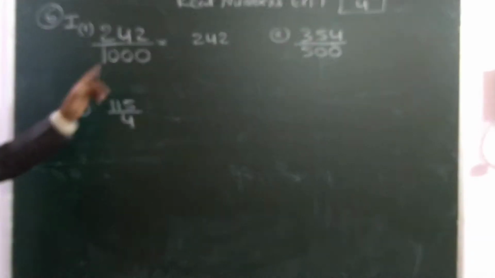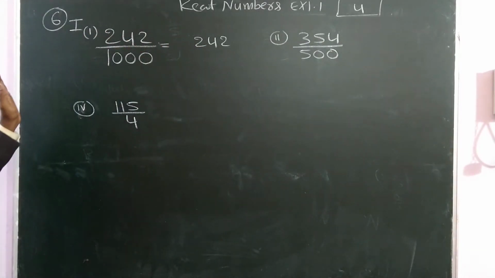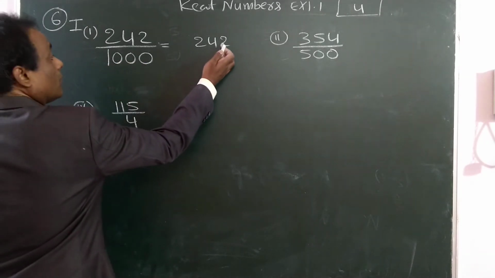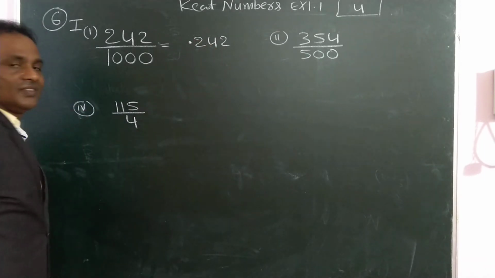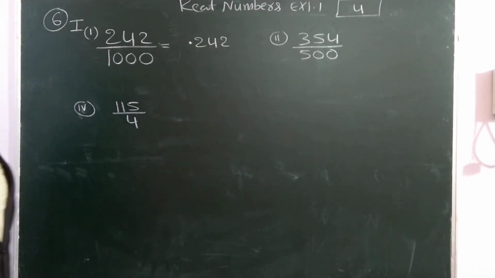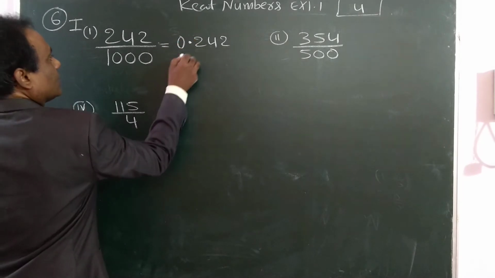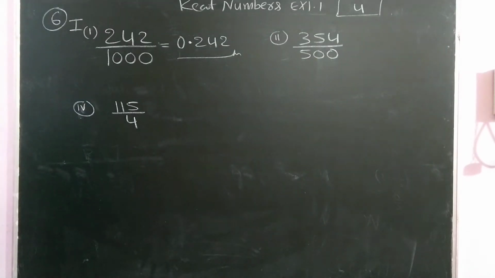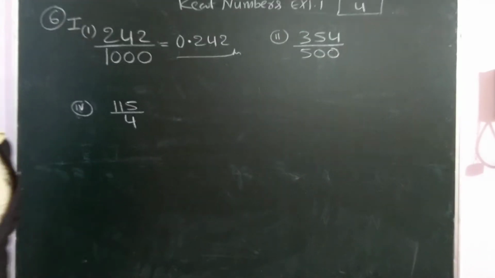It should not be in p by q form. The numerator will be there, but we have to remove the denominator. So how do we remove the denominator? We have 3 zeros, so put the decimal before 3 digits: 1, 2, 3, decimal. That is the answer. If nothing is there, we can take 0 here. This is the answer: with 3 zeros, put the decimal before 3 digits.